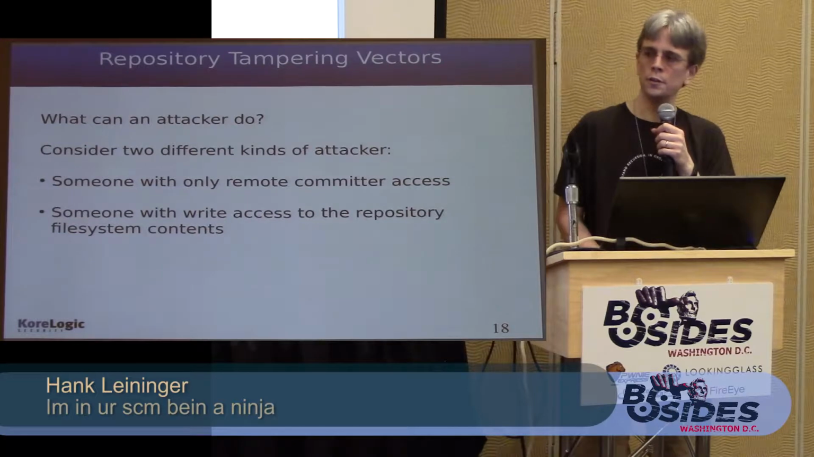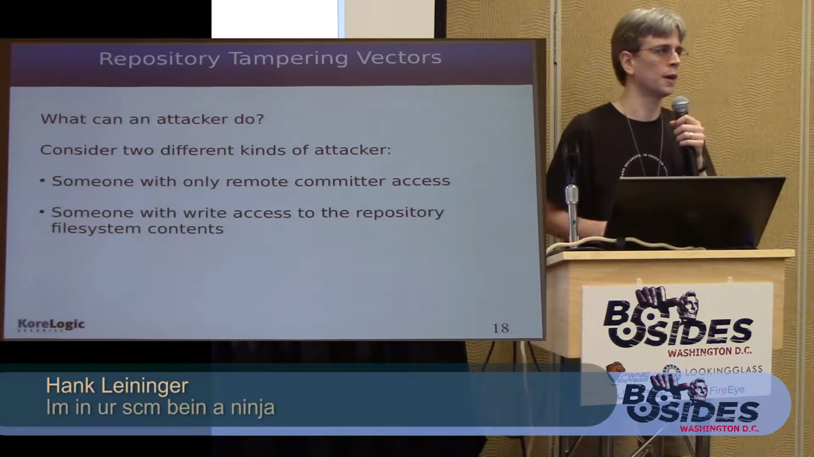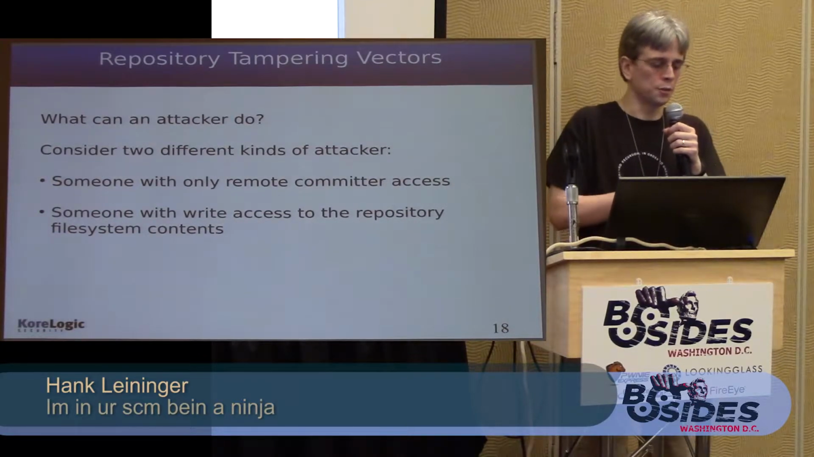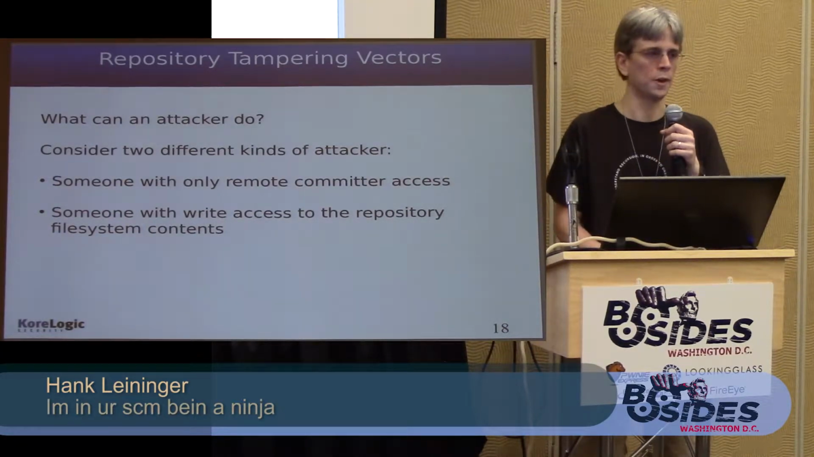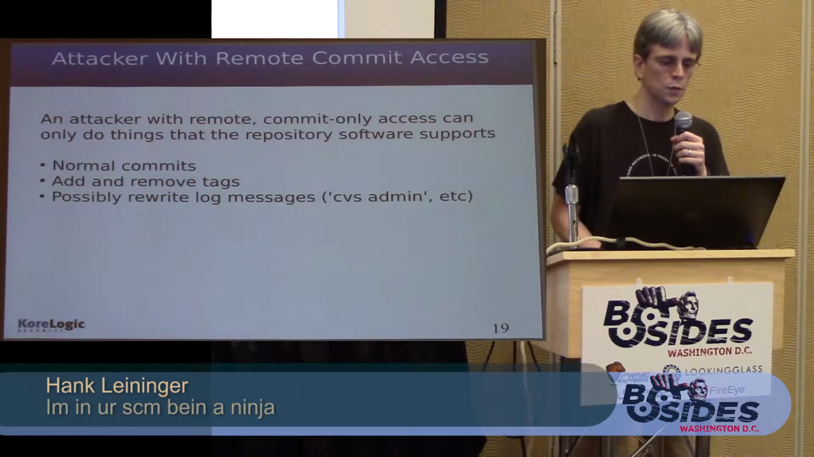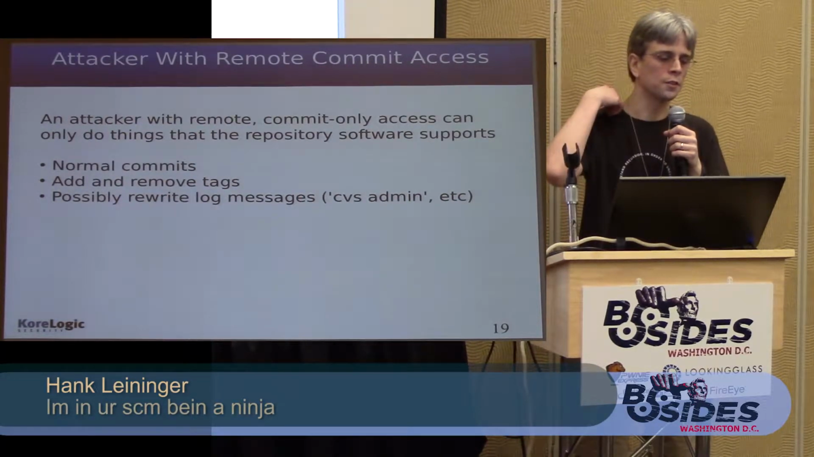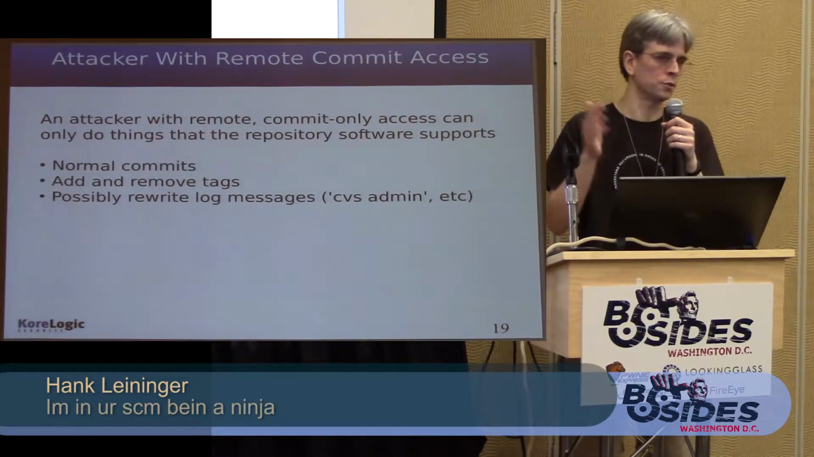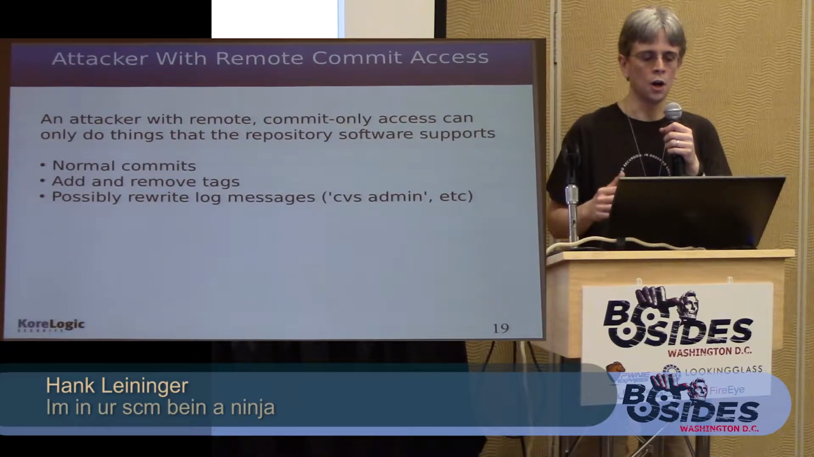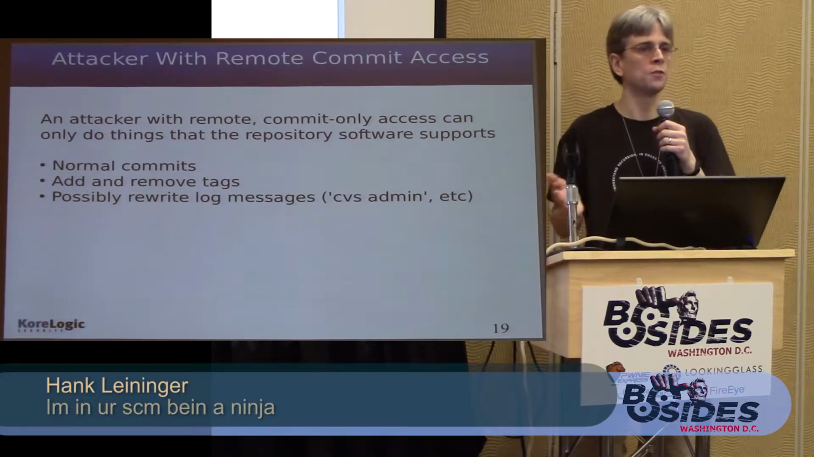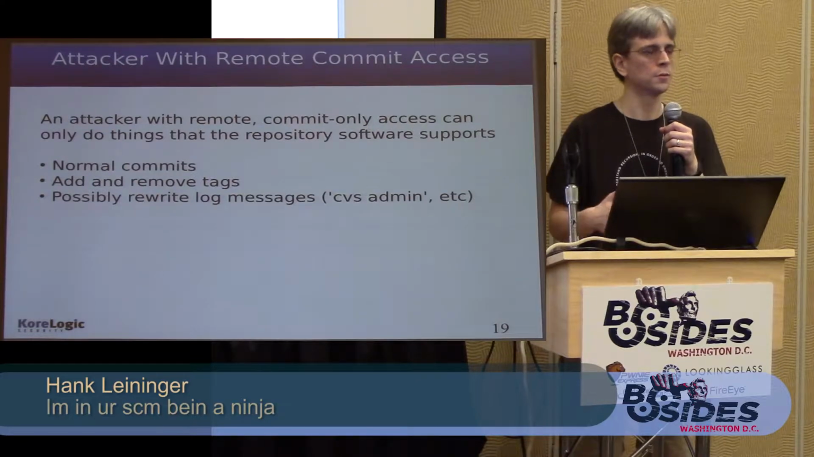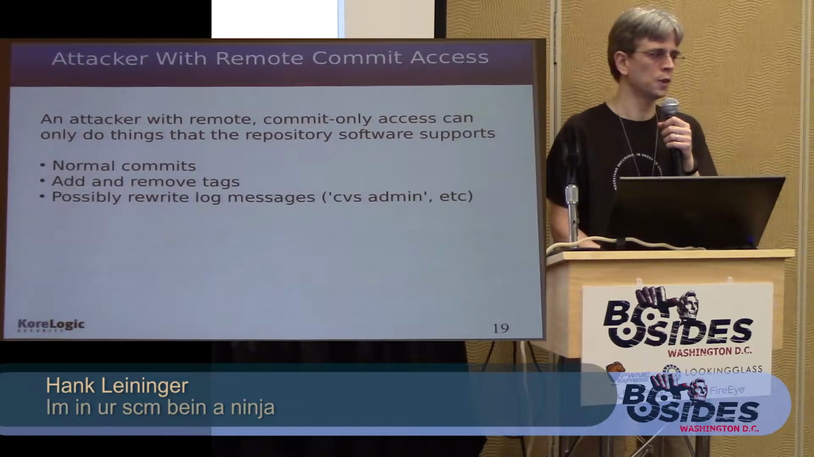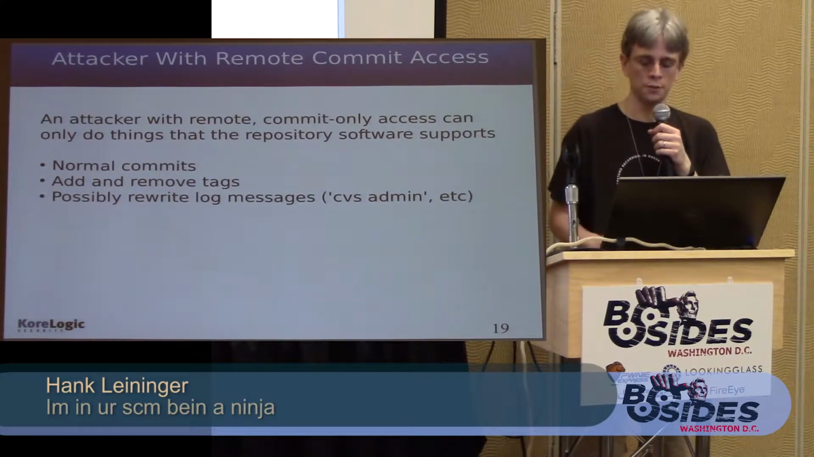The other is an attacker who has file system write access on the repo server, and they can monkey directly with the contents of the repo server, the metadata on the back end. An attacker with remote-only access is restricted to doing things that the repo tool in question, whether it's Subversion or Git or CVS, allows them to do. Those things vary based on both the tool itself and how it's been configured in the enterprise. But there are typically things they can do that are interesting to the attacker and therefore dangerous to us.